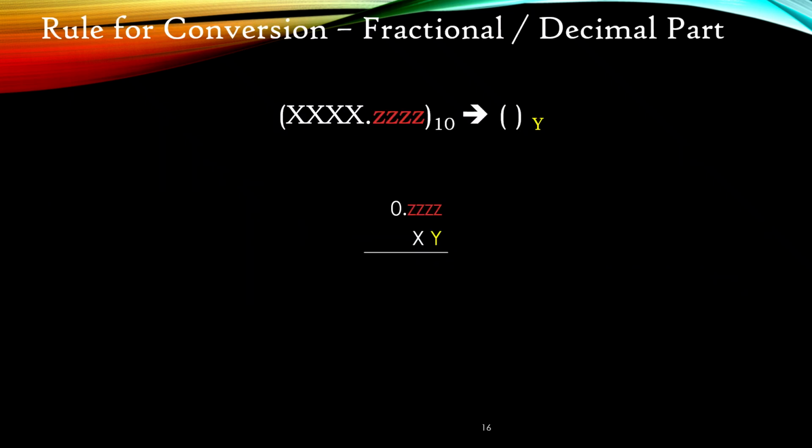Now we are going to see how to convert the fractional or decimal part. We'll call the decimal part the fractional part. In this number, the decimal part is VVVV. For the integer part, we considered division for conversion. Here we are going to consider multiplication.